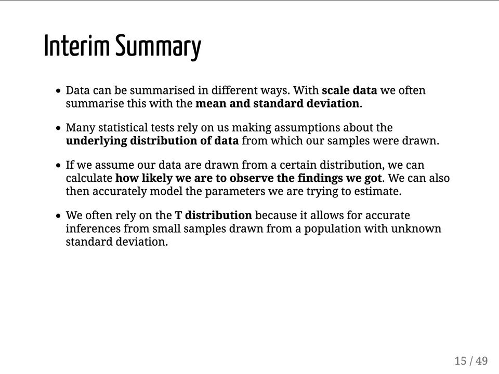So then to summarize this in an interim way, we can see that data can be summarized in different ways, but with scale data, we tend to summarize it with a mean and standard deviation. This is going to be what we're focusing on in the rest of this lecture. Now, many tests will rely on making assumptions about the underlying distribution of the data from which the samples were drawn. But we can use this information to give us evidence in support of the conclusions that we want to make. So is there evidence that there's a true effect here in the population, or is there not, based on how likely or not our sample would be given the population that we have. Now, we'll often rely on this t-distribution because it just allows for more accurate inferences to be drawn from small samples.